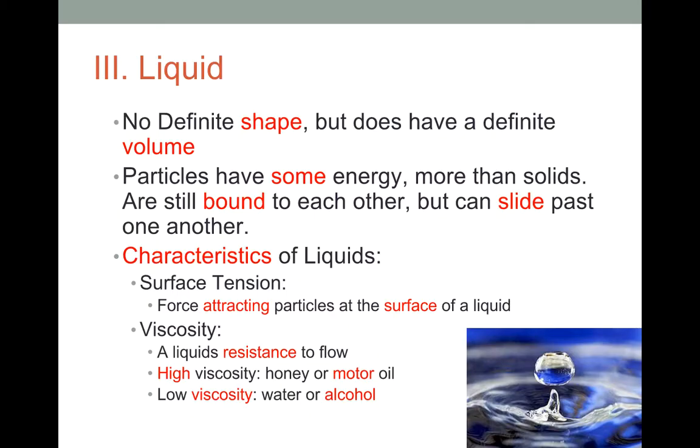Liquids have no definite shape. They just take the shape of their container. They don't have their own shape. But liquids do have a definite volume. You can measure the volume of a liquid in gallons, quarts. In our class, we use liters and milliliters. Liquids have some energy. They have more than solids, but they're still bound to each other, but they can slide past one another. And then characteristics of liquids, they've got surface tension and viscosity.